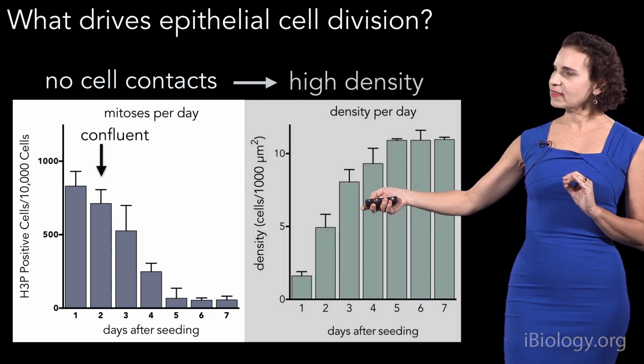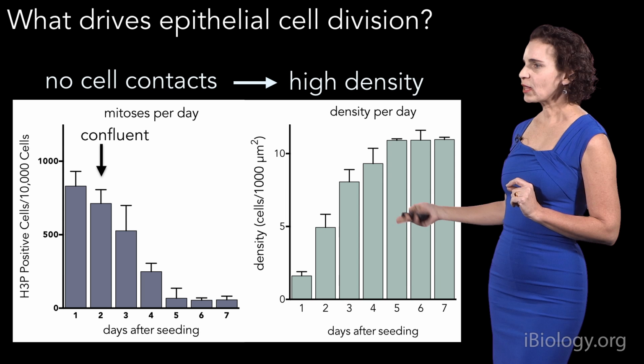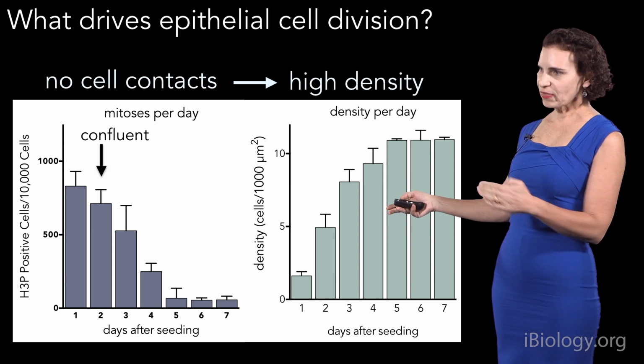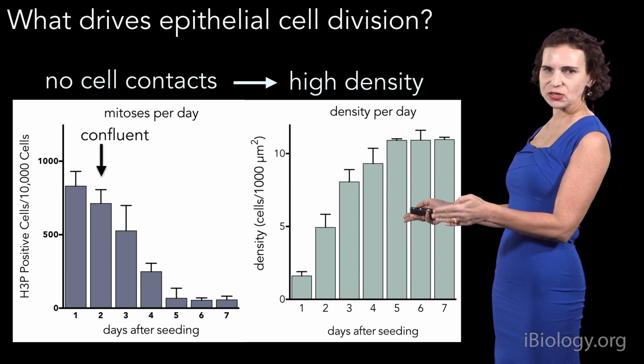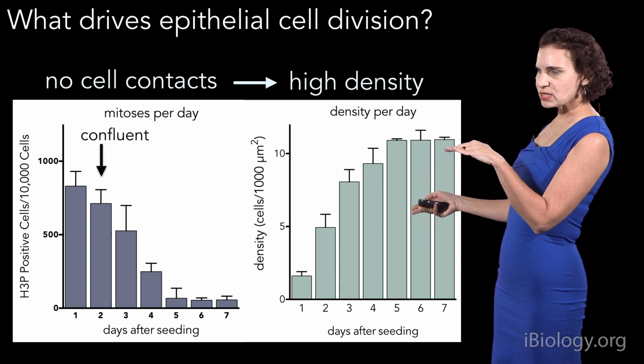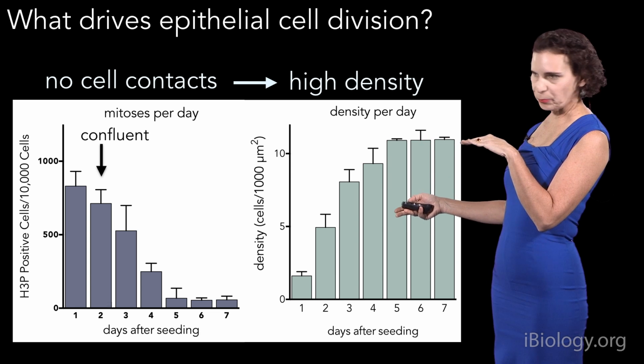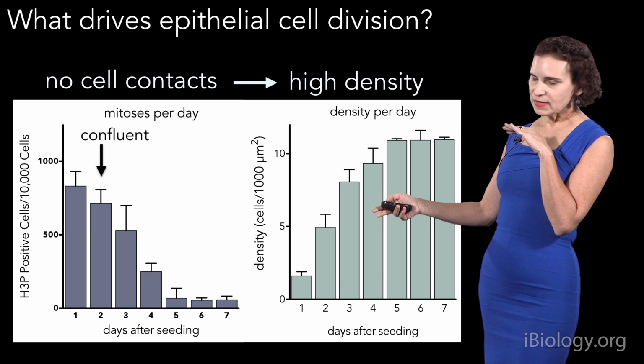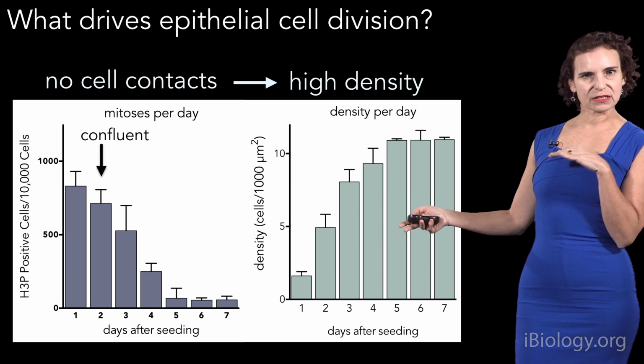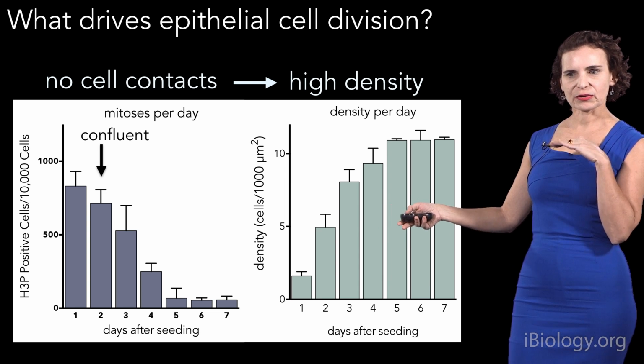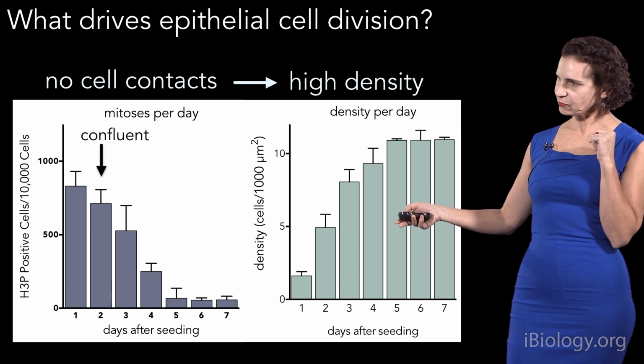And the way we identified that is if we look at the density, you can see the point at 5 days where they start to slow this division rate is when they reach this maximal density that they prefer. So this suggested to us that maybe the density could be controlling the epithelial cell division.